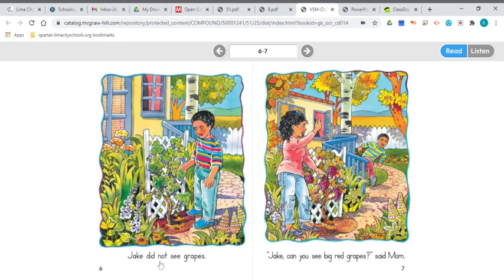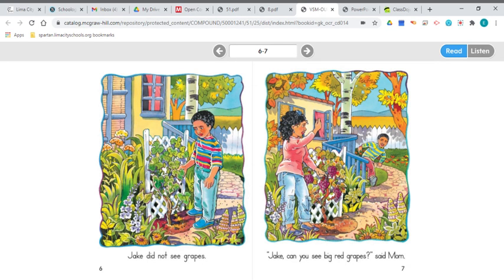Jake did not see grapes. Now, you know the life cycle of the plant, so you can tell right here that maybe it's not time for the fruit to appear. His plant's not ready yet. It's not in that stage of the life cycle. Jake did not see grapes.